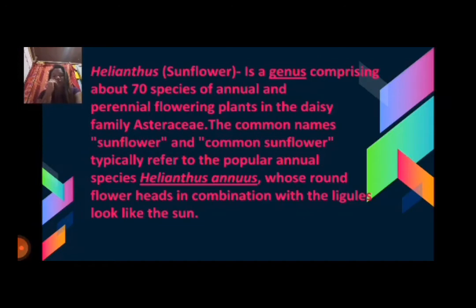So, genus is a principal taxonomic category that ranks above species and below family in the scientific classification, and is made up of one or more species, or a group of related living things.